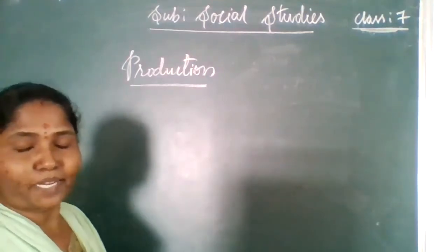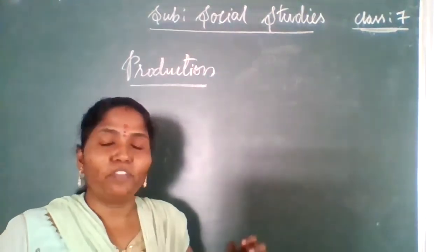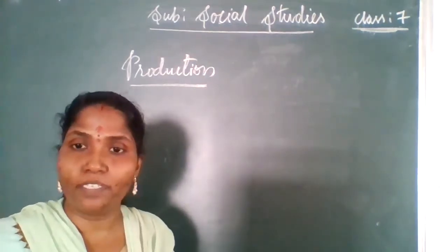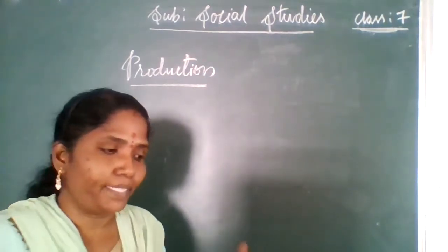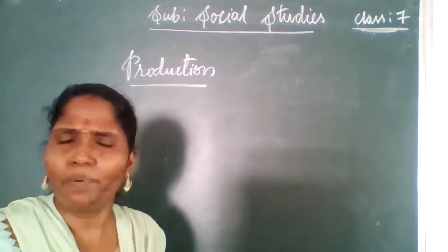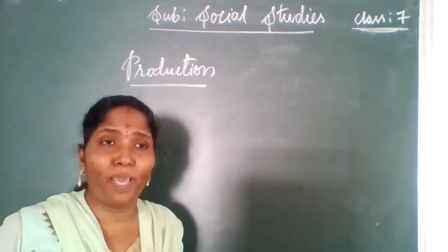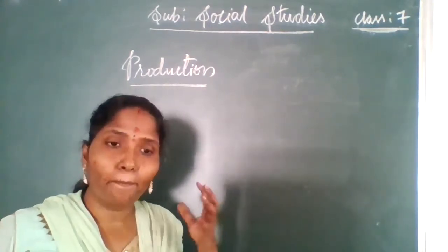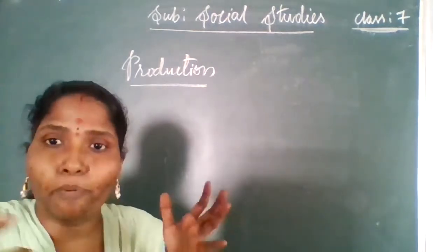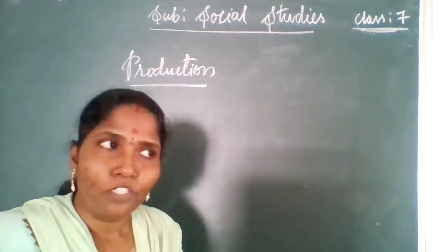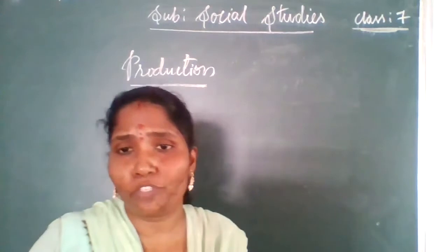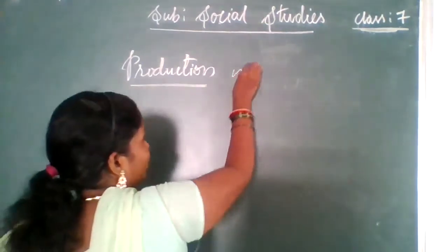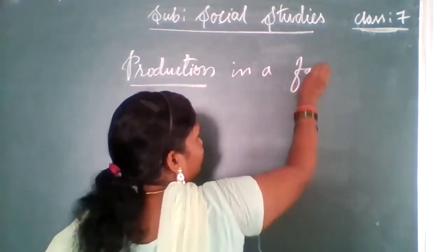Production means the thing which we are going to produce. After completing that process, we call it a production, whatever the thing may be, maybe a book, paper, pen, pencil, a lot of things. That is called our production, whatever the goods we are producing. Where does this production take place? It takes place in a factory.